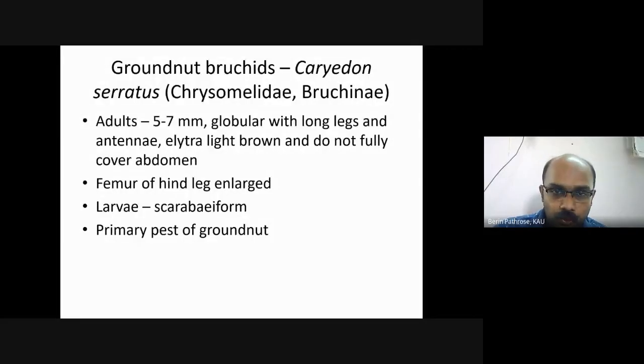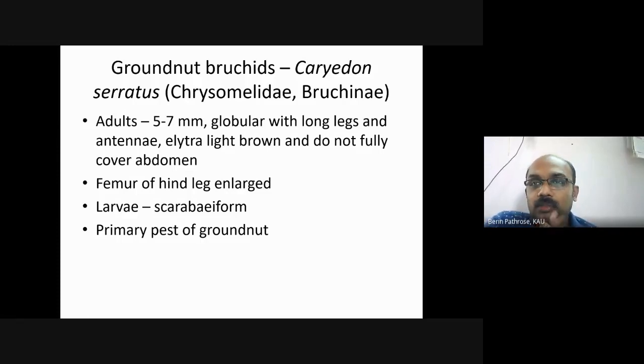Another bruchid infesting stored grain is the groundnut bruchid. It's also called the tamarind beetle. I think I told you when we discussed the list. I have a specimen which I can show you when you come back for your practicals. This tamarind beetle is bigger in size. If you see pulse beetle, Callosobruchus and Caryedon side by side, you can easily identify it because it is larger, almost 5 to 7 mm in size.